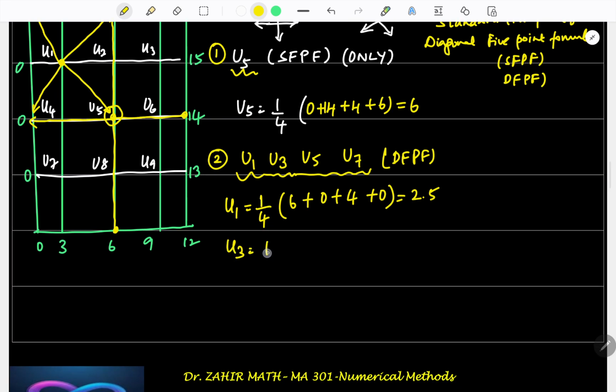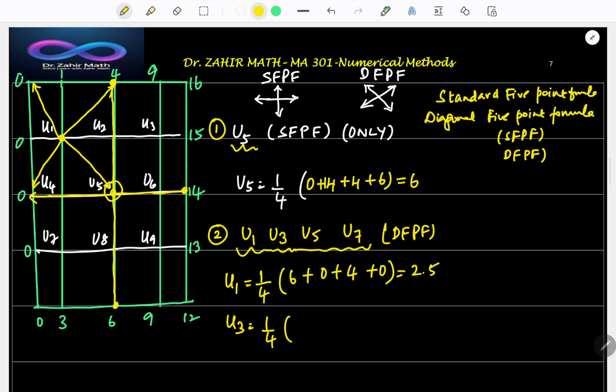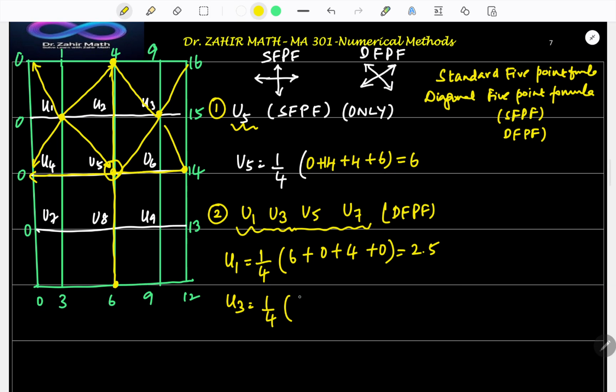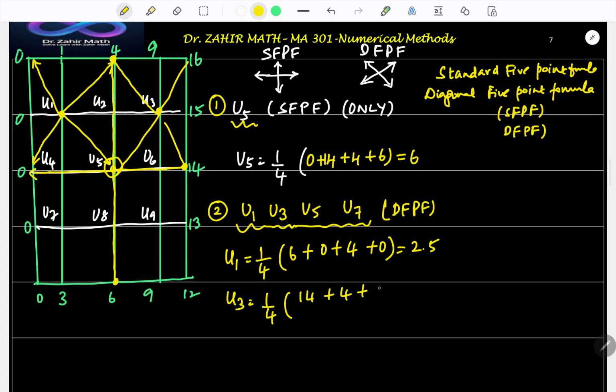Next, u3 is equal to 1 by 4 bracket open. This is the u3 point, right? So for u3 you're going to use the diagonal 5-point formula. This one and this one, this one and this one. Okay, right. So it is equal to 1 by 4 of, so we are going to go u3, which is 6. This is u5, right? So let me go for the left side. 14 plus 4 plus and then 6. u5 is 6, plus 16, which is equal to 10.